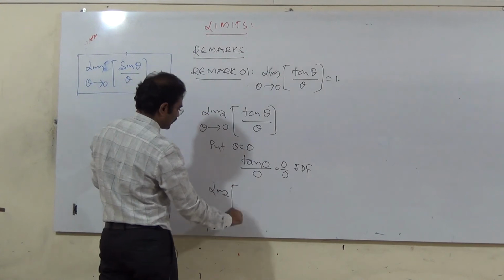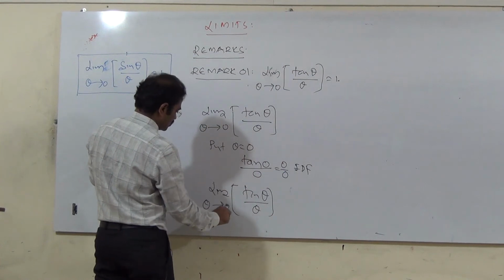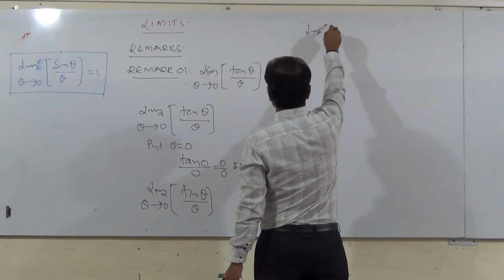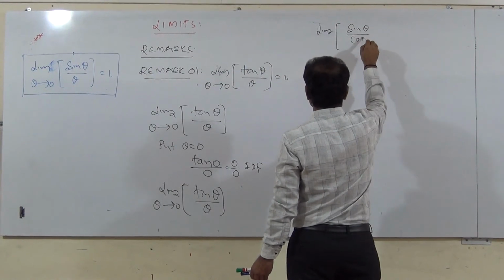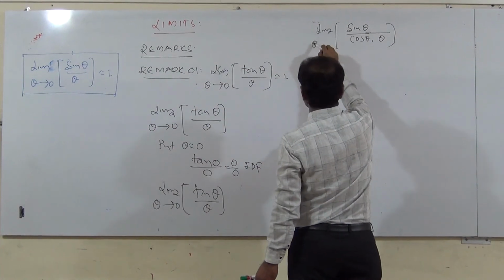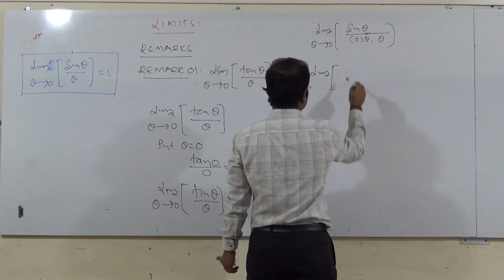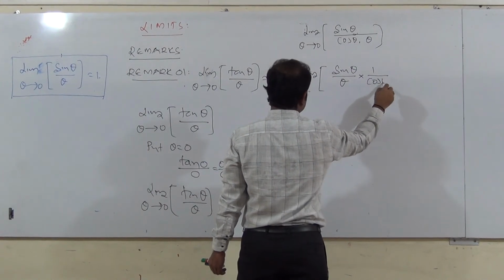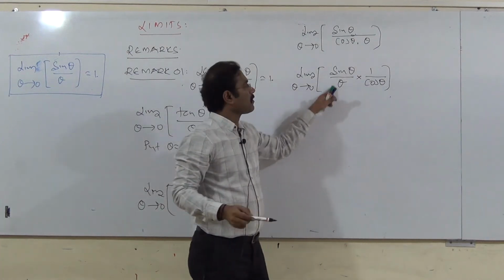Limit of tan theta by theta as theta tends to 0. Now I write this as limit of sin theta divided by cos theta into theta as theta tends to 0. I write this as limit of sin theta divided by theta into 1 divided by cos theta, just an adjustment of the terms, as theta tends to 0.